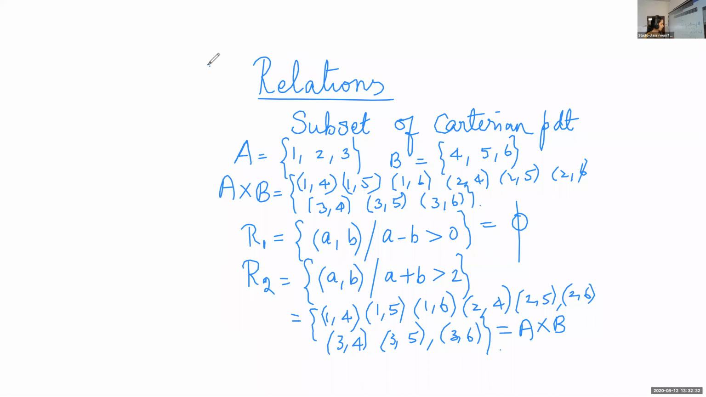In R1, what is the relation defined here? We are taking only those elements where first element minus second element should be greater than 0. When we subtract the second element from the first, it should be greater than 0. So no element is satisfying. So we are getting R1 as empty.